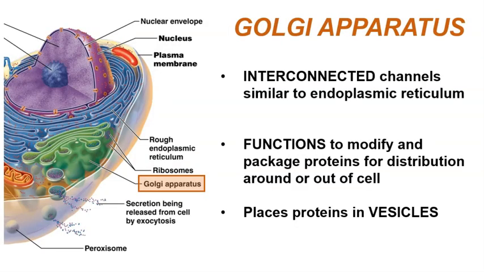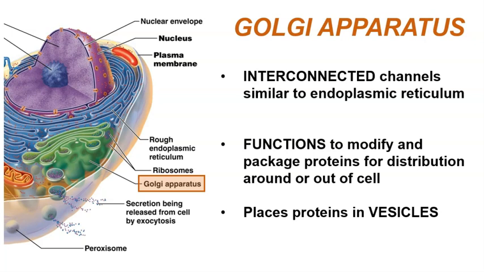Next, we have the Golgi apparatus, and the Golgi apparatus kind of superficially resembles the interconnected flattened channels of the rough endoplasmic reticulum, except we see that the Golgi apparatus has no ribosomes on its surface. The Golgi apparatus functions in modifying the proteins that are made by the rough endoplasmic reticulum as well as the ribosomes. And then what it does is it packages those proteins into small little bubbles called vesicles, and those vesicles will distribute the proteins to different parts of the cell, or they will transport them for export from the cell.